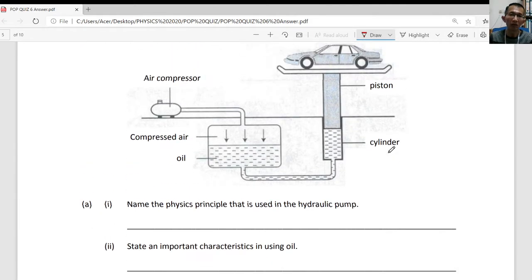Name the physics principle that is used in a hydraulic pump. Okay, so I have a liquid enclosed. I have oil enclosed in the system, and I also have compressed air enclosed. So what physics principle is this? This is Pascal's principle.